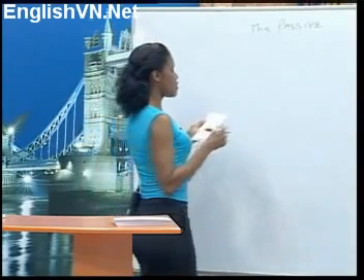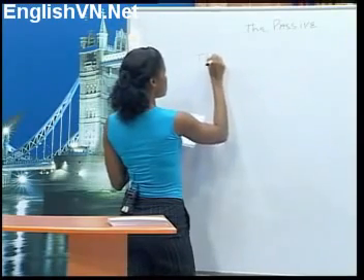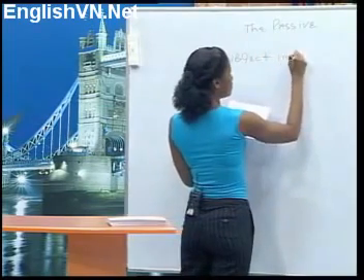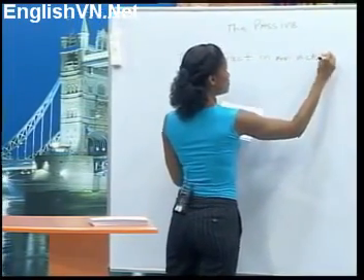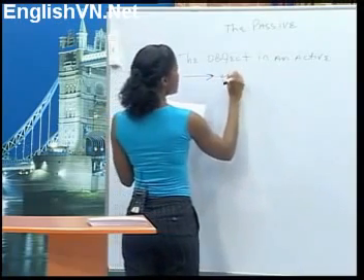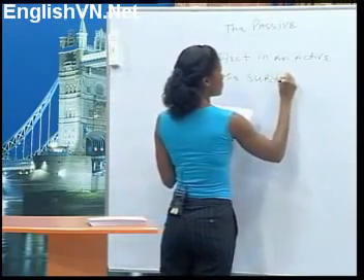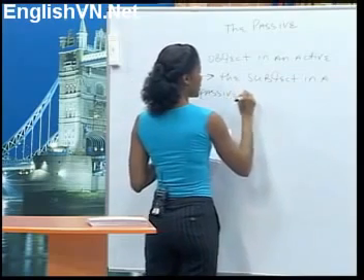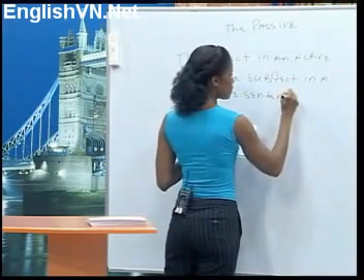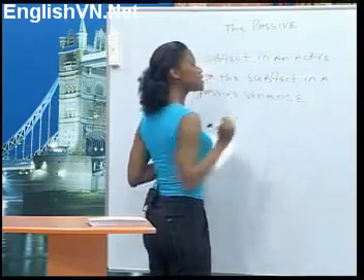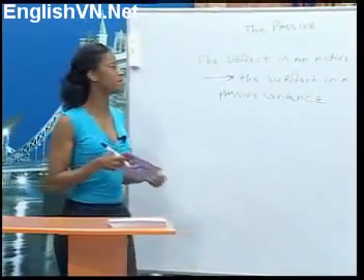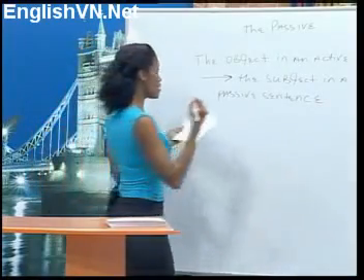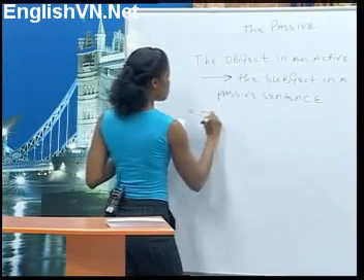Okay, now, the object in an active sentence becomes the subject in a passive sentence. So it gets turned around. In an active sentence, the focus is on the subject, but in a passive sentence, the focus is on the object.